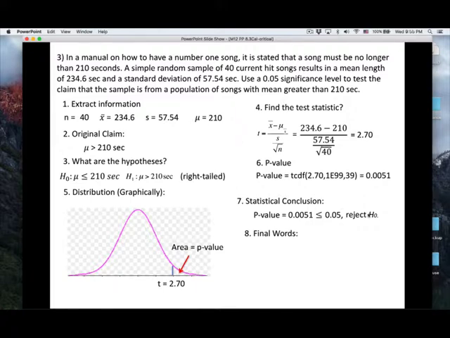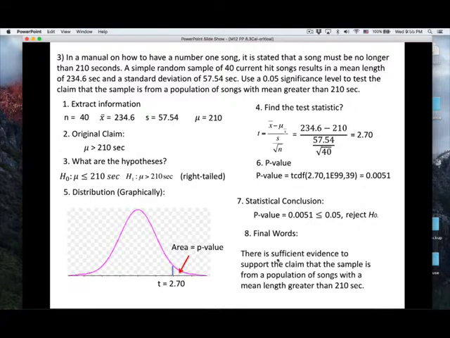Then we have the reject, right? So that will be conclusion number 3. So there is sufficient evidence to support the claim that the sample is from a population of songs with the mean length greater than 210 seconds. Okay, make sure you give me the complete sentence on the homework and also the midterm.